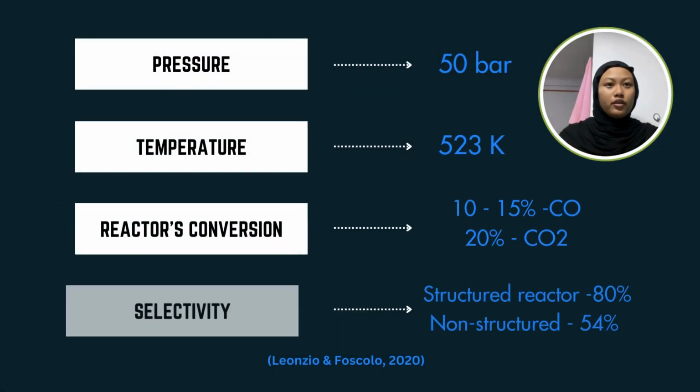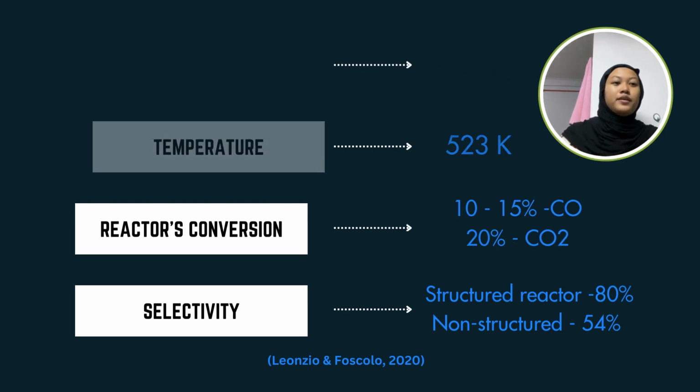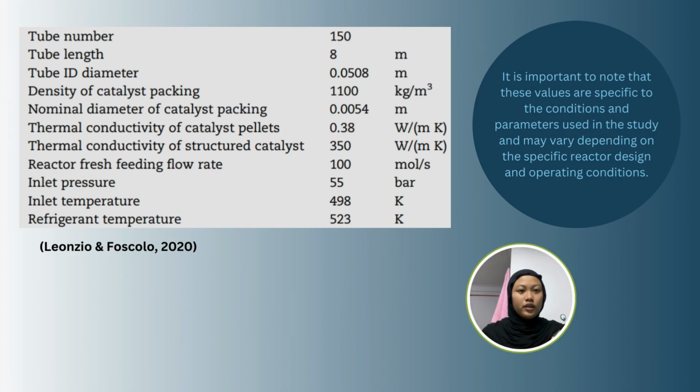The reactor's operating conditions are a pressure of 50 bar and a temperature of 520 Kelvin. The reactor's conversion is about 10 to 50% for CO and 20% for CO2. Selectivity for the structured reactor is about 80%, while for the non-structured it is about 54%. Here are the details of the operating conditions of the reactor.